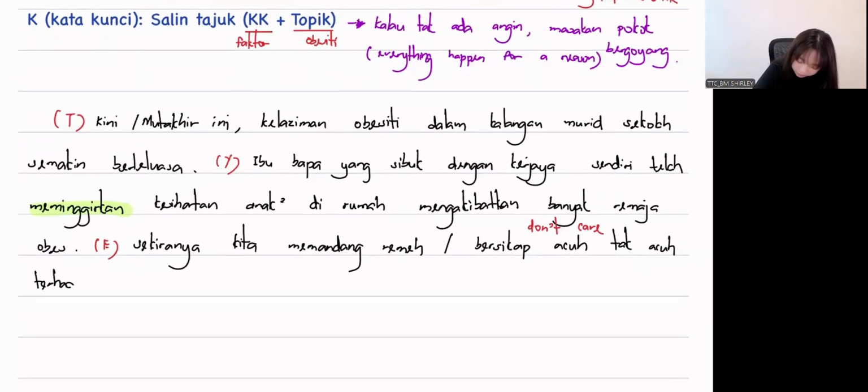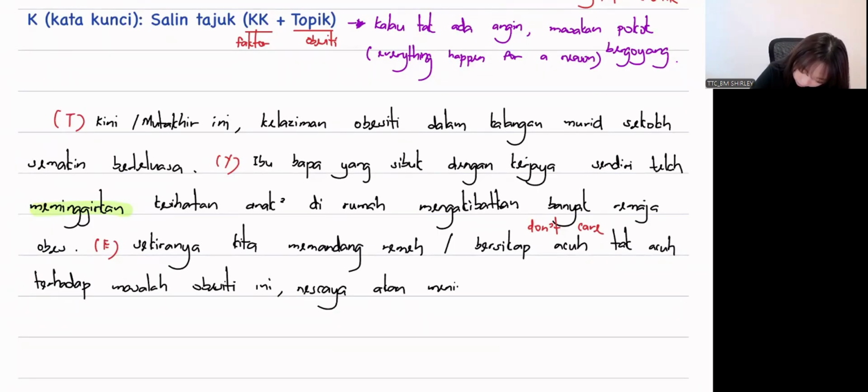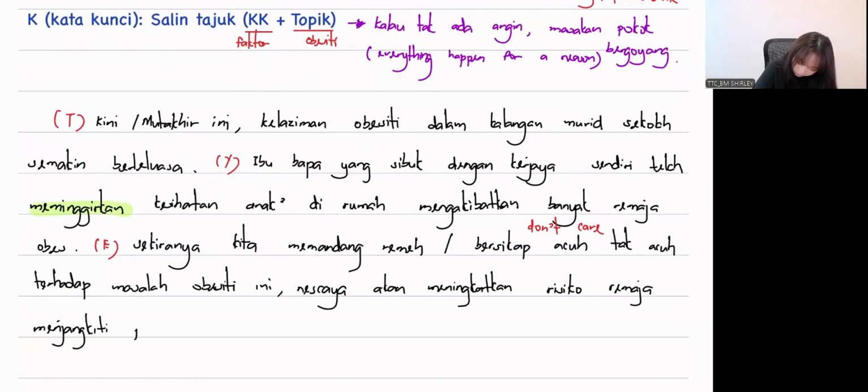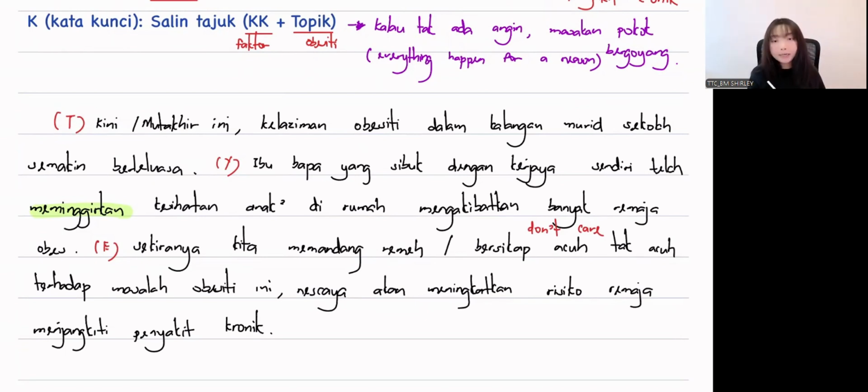Terhadap masalah, then for sure, what happened? So for sure, other than pastilah, you can say nescaya. Akan meningkatkan risiko penyakit chronic. So you end your pendahuluan with the kata kunci.